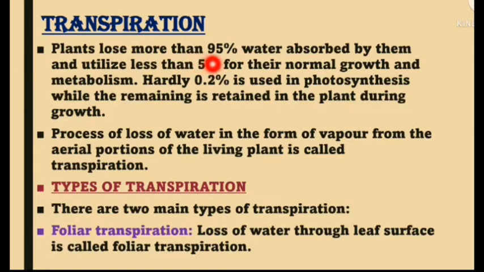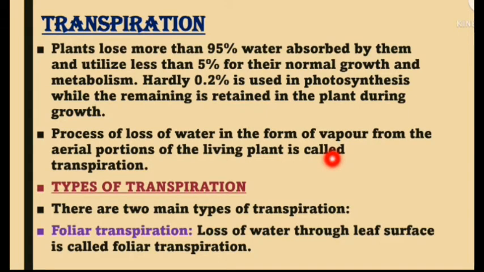Plants lose more than 95% of the water absorbed by them and utilize less than 5% for their normal growth and metabolism. Hardly 0.2% is used in photosynthesis, while the remaining is retained in the plant during growth. The process of loss of water in the form of vapor from the aerial portions of the living plant is called transpiration.